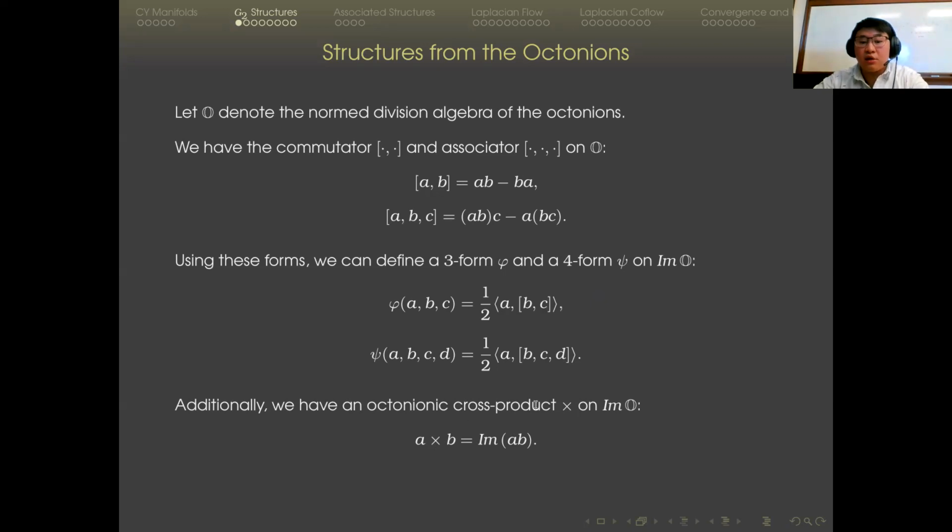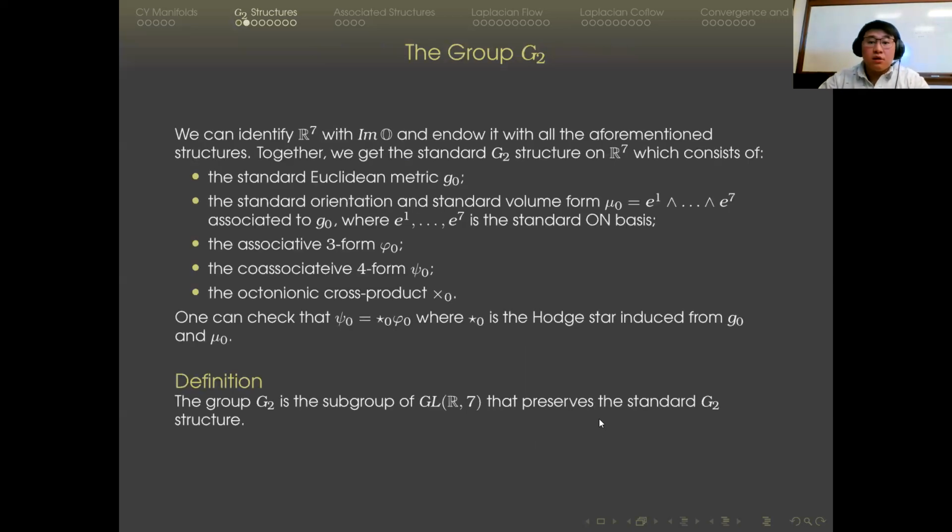We also get this octonionic cross product by just taking regular octonionic multiplication and projecting onto the imaginary part. These are the structures that we get from the imaginary octonions that we would like to port over into R^7. So by just regular identification, we can have all these structures on R^7. We'll call this the standard G2 structure.